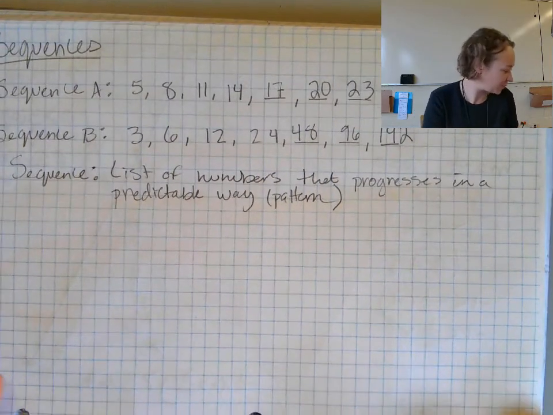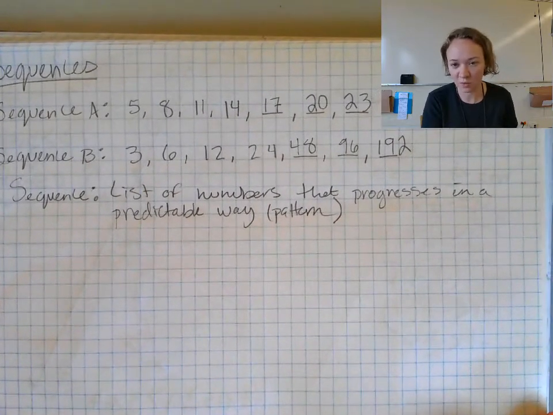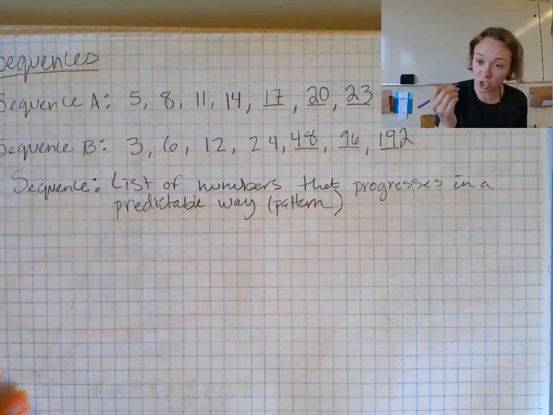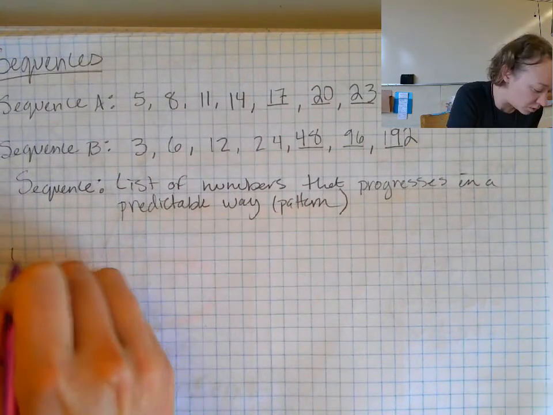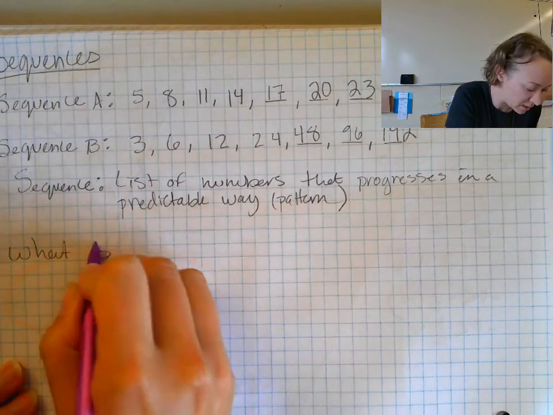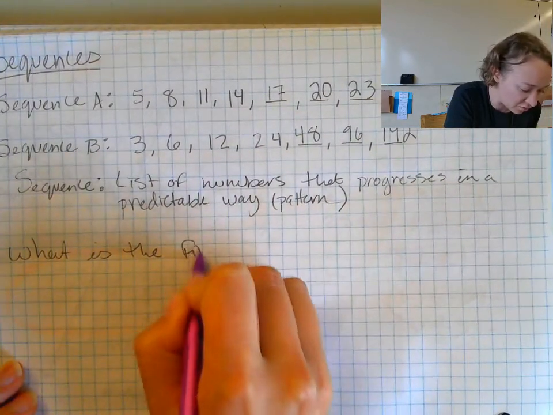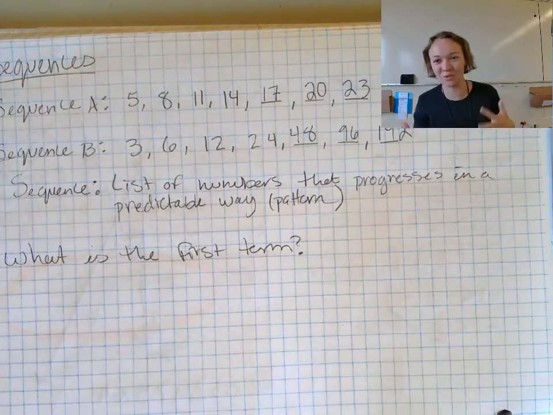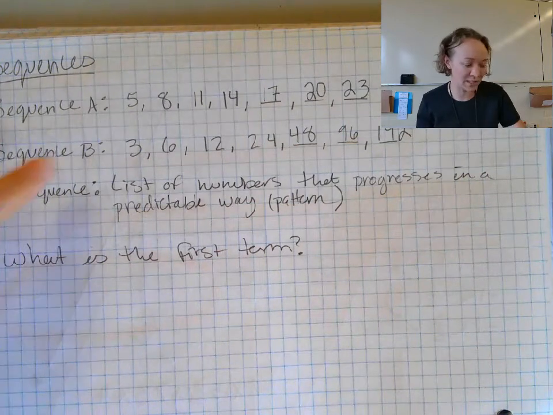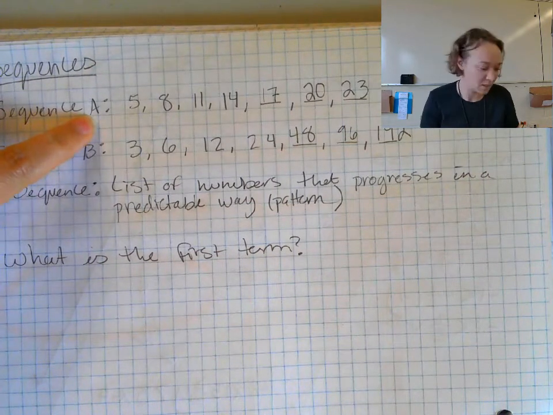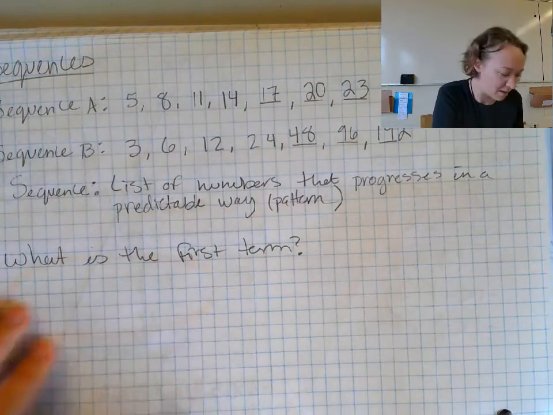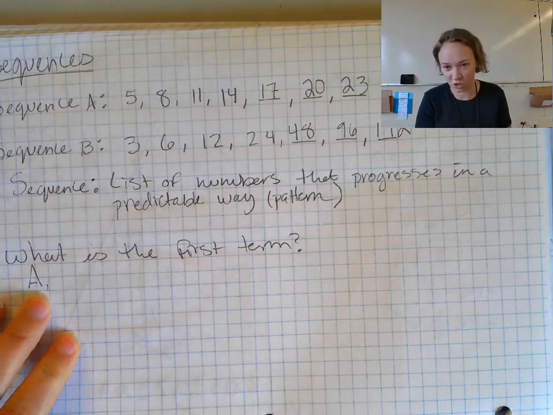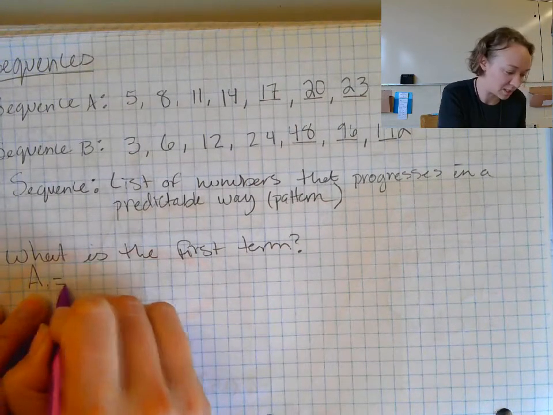Yes, fantastic. Okay, so when we are talking about a sequence, we always talk about two things. We talk about the first term. So what is the first term? A lot of stuff with sequences is about the notation. So if we're calling this sequence A, then we could say that A sub 1 would be the first term. So A sub 1 is 5.